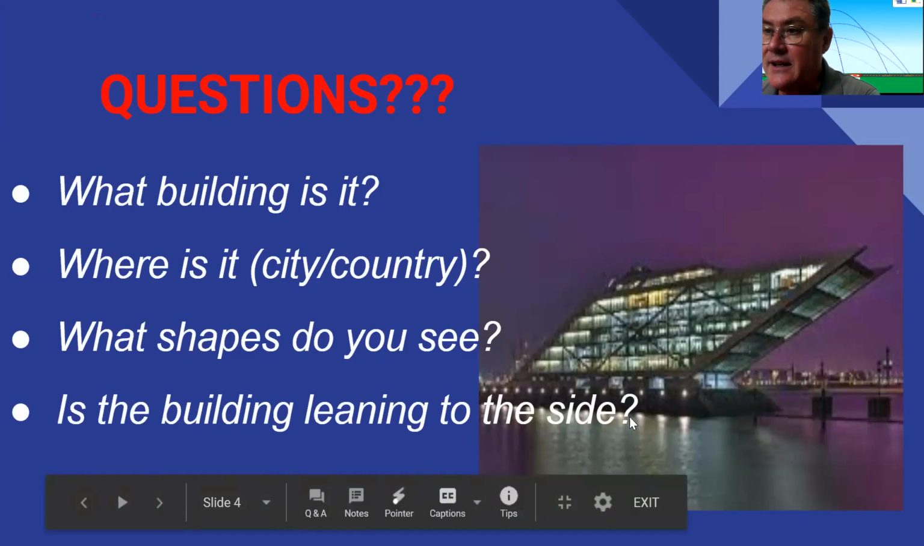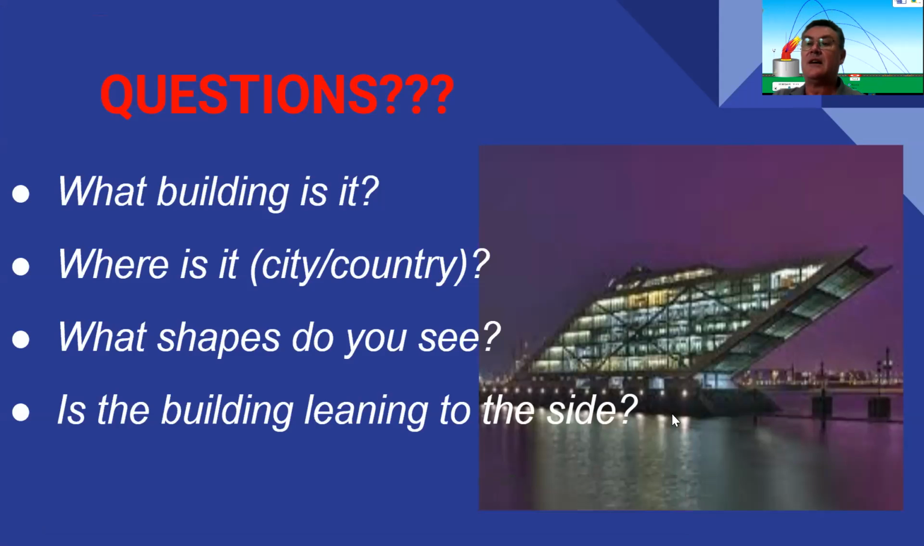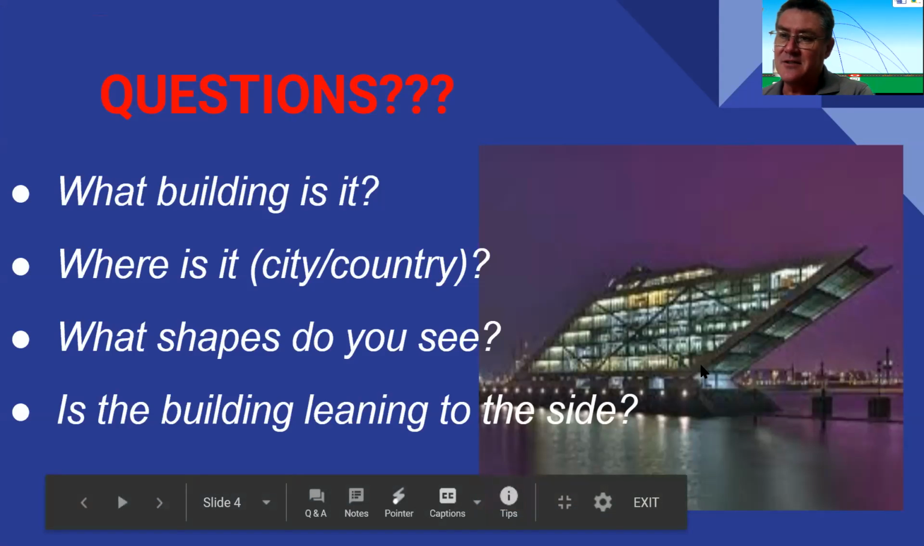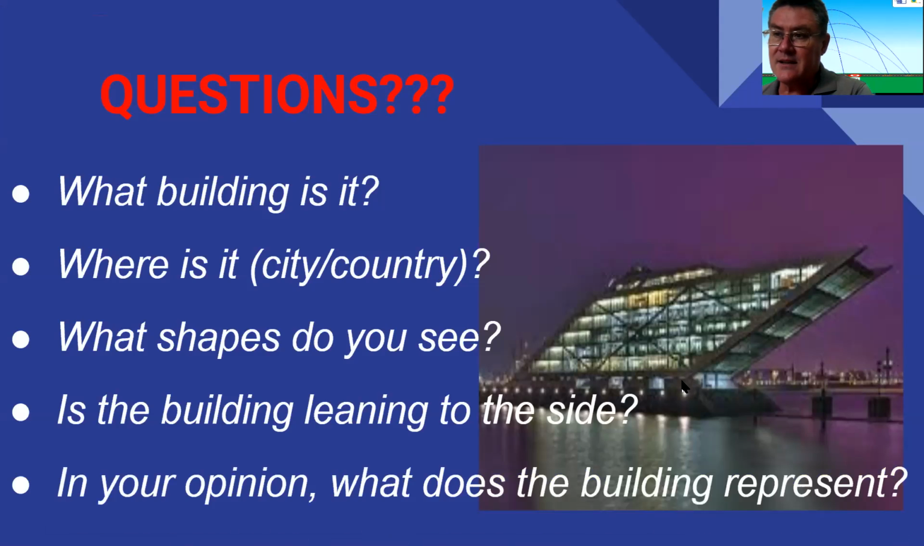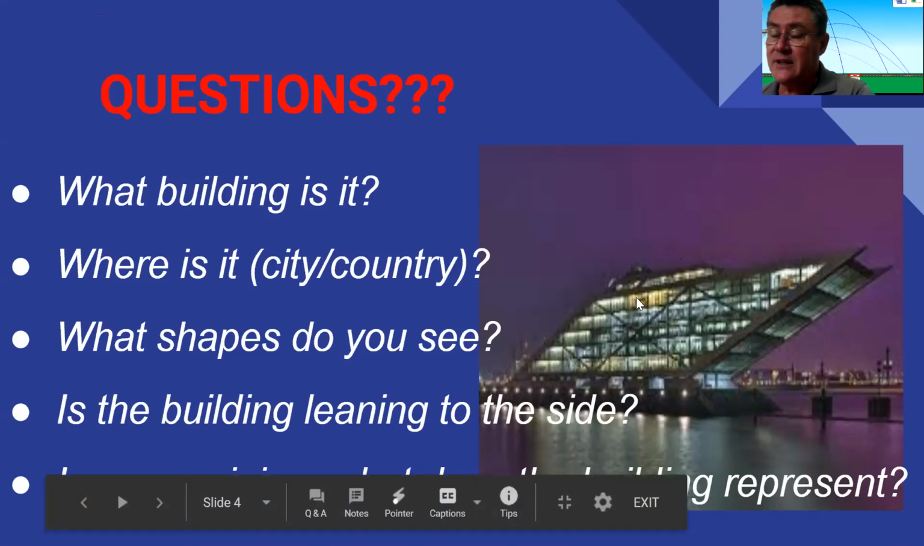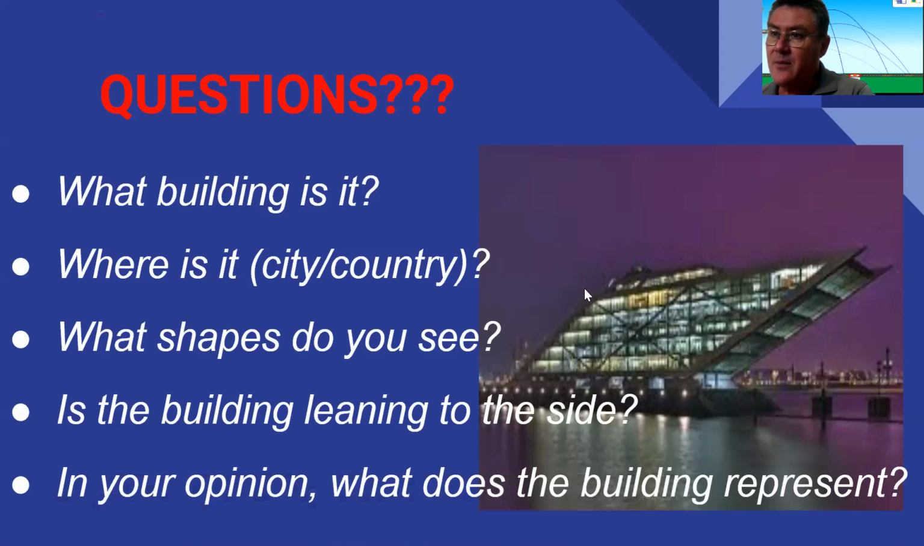Is the building leaning to the side? Is it going to fall over? Does it lean to the side like the Tower of Pisa, or is it just looking like that, an optical illusion because of the camera? What do you guys think? It's leaning, yes or no? And in your opinion, what do you think the building represents? Remember, your opinion cannot be wrong. Because that is what you're thinking.